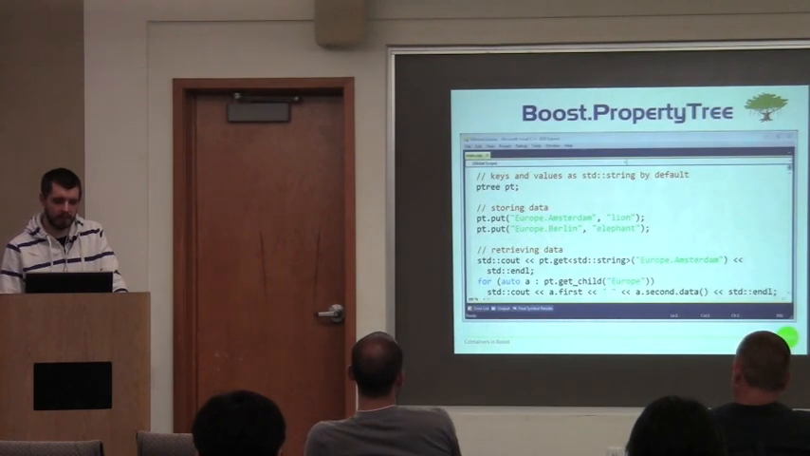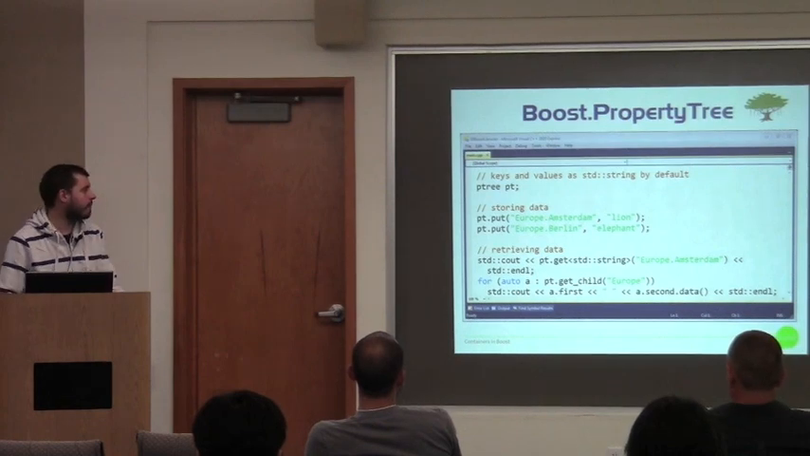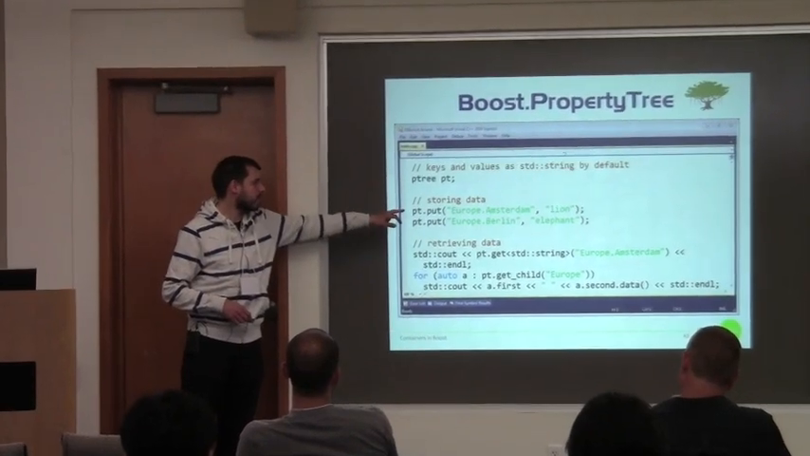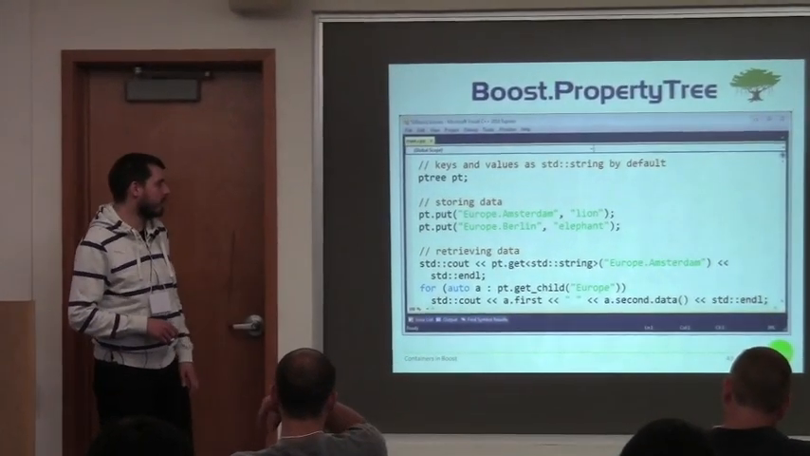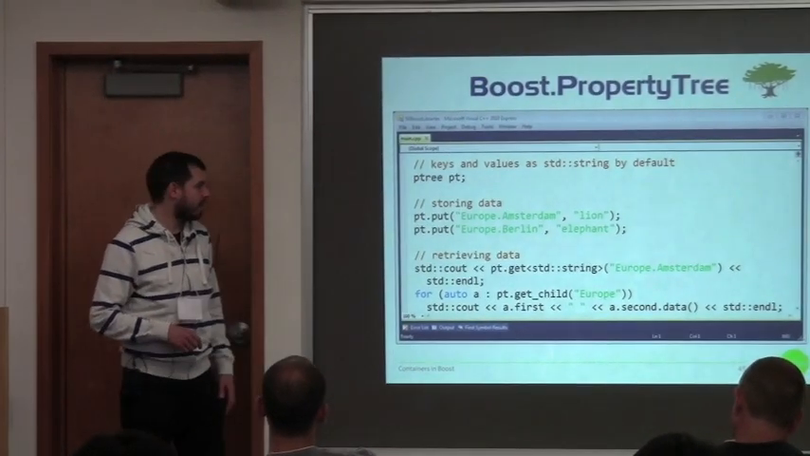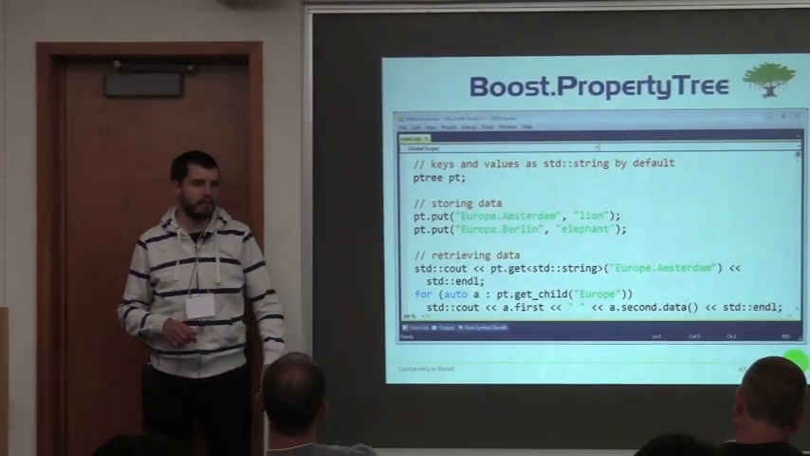And let's have a look at how that container is used. I have here my property tree. The class is called ptree. I'm storing data now in my property tree. So I have now a zoo in Europe, Amsterdam, with one lion. I have another zoo in Europe, Berlin, with an elephant.